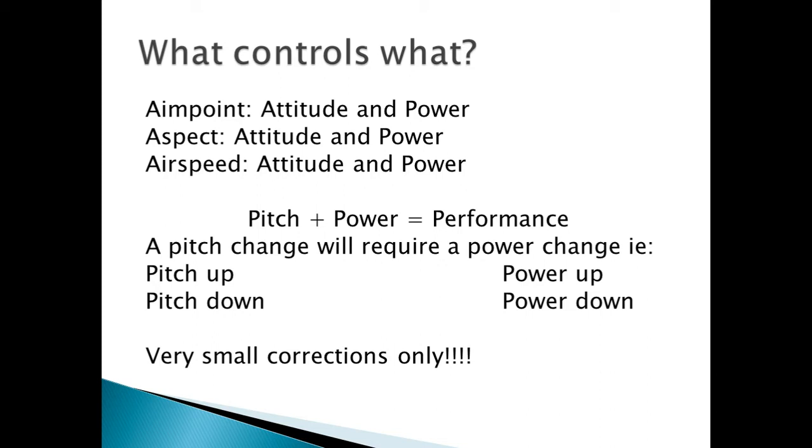The answer is simple. To control the aim point, you use attitude and power. To control the aspect, you use attitude and power. To control the airspeed, you use attitude and power. It's all the same because consider the following equation. Pitch plus power equals performance. They are not mutually exclusive. They have to be controlled hand in hand.